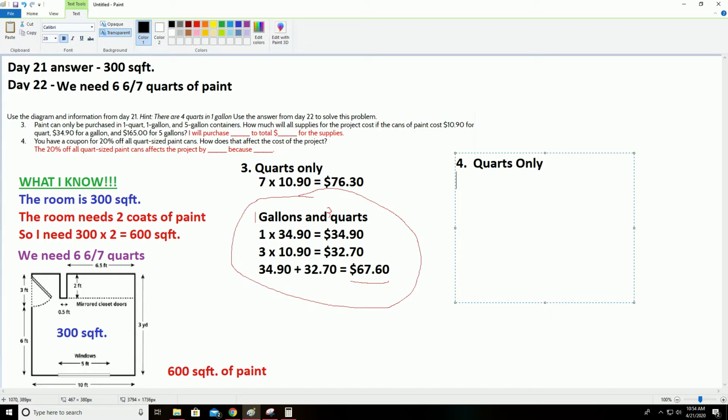I know that the total price for quarts only was $76.30. And if I want to find how much the discount here is, all I have to do is just multiply $76.30 by 20%. And this is going to tell me how much my discount is. Keep in mind, this is not going to tell you the new cost. It's going to tell you how much you can take away from the current price. Okay, so let's pull up our calculator.